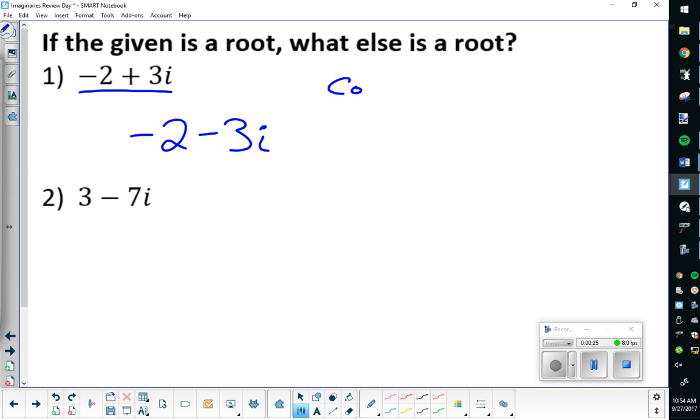You don't have to memorize that word, but it's not a bad word to have in your vocabulary. It's the conjugate. What do we change when we make the conjugate? Crystal, what did we change when we made the conjugate? The sign in front of your i. So if it was plus 3i, it became negative 3i. Super easy question. Don't forget what we're doing there.